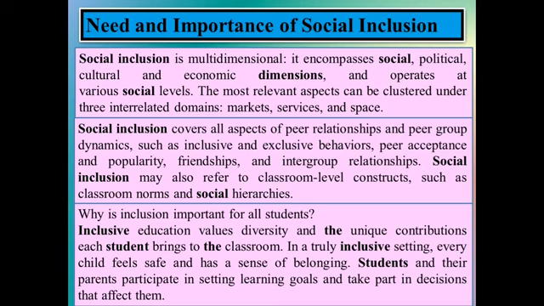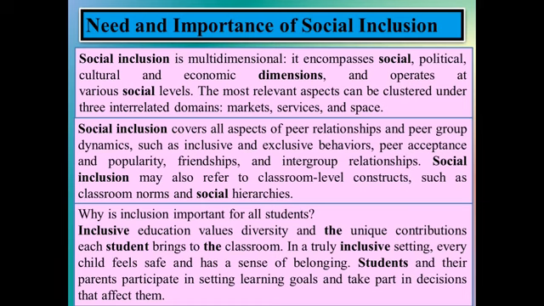Social inclusion covers all aspects of peer relationships and peer group dynamics such as inclusive and exclusive behavior, peer acceptance and popularity, friendships and intergroup relationships. Social inclusion may also refer to classroom level constructs such as classroom norms and social hierarchies.